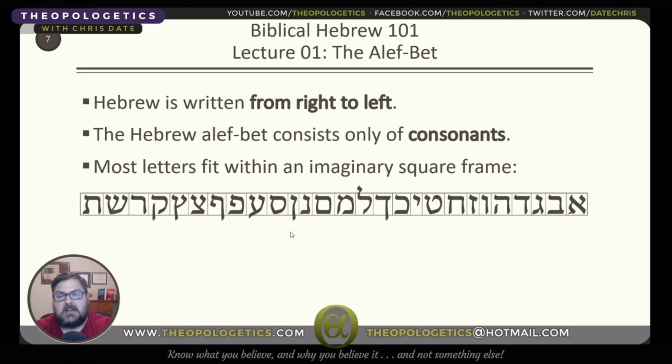Most letters in the Hebrew Alef-Bet, these consonants, fit within an imaginary square or rectangular frame. Most of them, as you can see on your screen, do fit within something of a square. Some of them are narrower and fit within a narrow rectangle, but it still helps to picture writing or printing these characters within an imaginary square frame. And notice that only one of the characters extends above the top border of that frame, and only a few of the characters extend down below the bottom border of the frame.